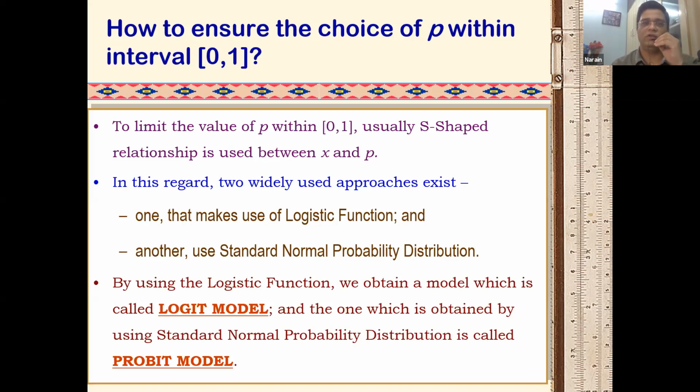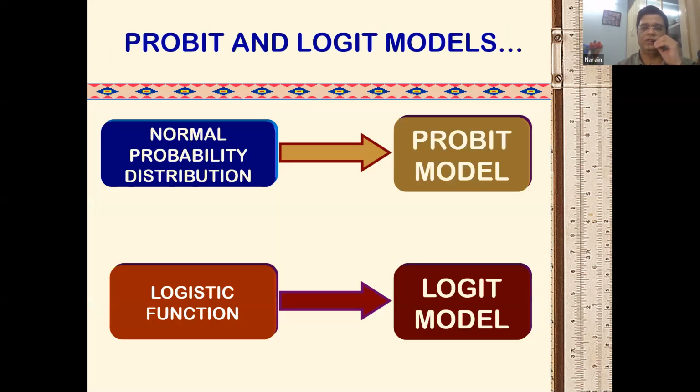So if you use those kinds of mathematical modification, then two such modifications are prescribed in theory. One is the Logit model, which uses the logistic function as a mathematical transformation. And the second one is the normal probability distribution model, which is referred to as the Probit model. So using a normal probability distribution, we can apply a Probit model. Otherwise, using a logistic function, we can apply the Logit model.